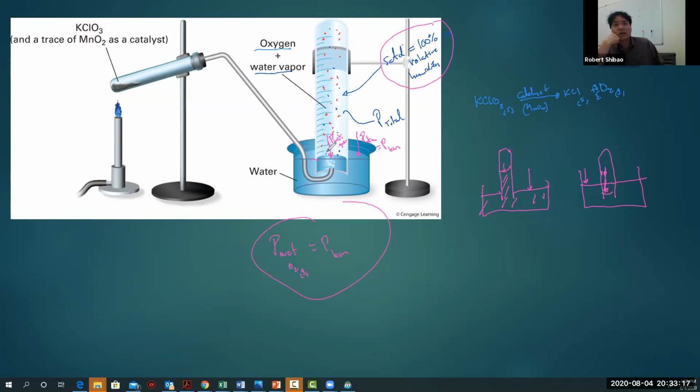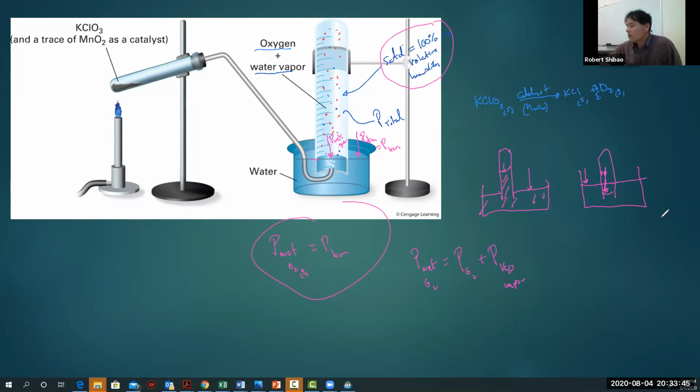All right, but the thing is, that's the pressure of the wet O2. We don't want the pressure of the wet O2. I want the pressure of just the pure O2. So the pressure of the wet O2 is equal to the pressure of the dry O2, or just pure O2, plus the pressure of the water vapor.